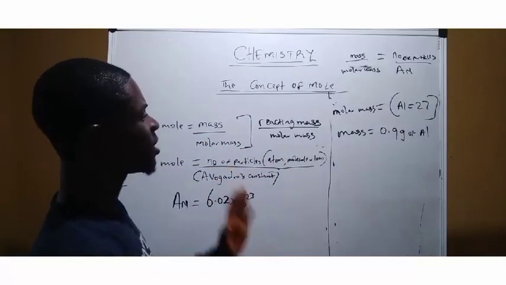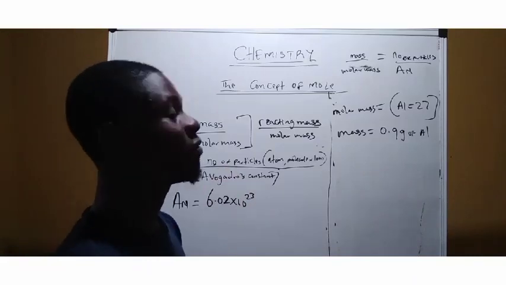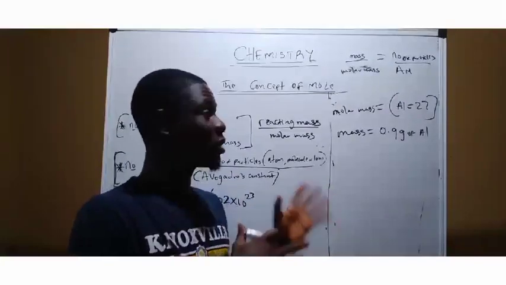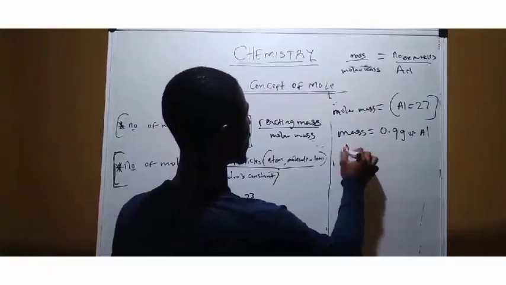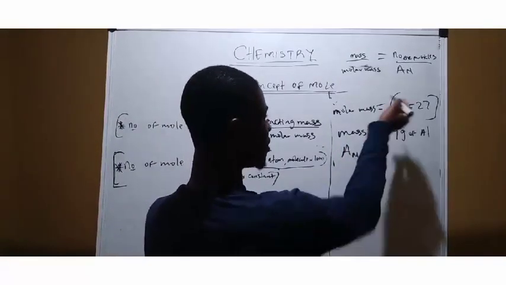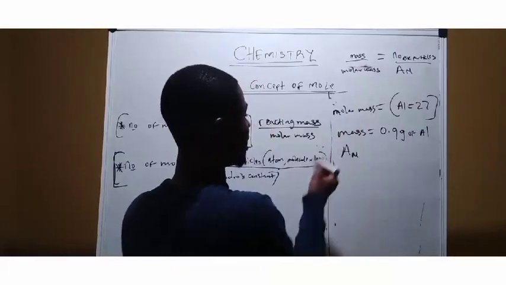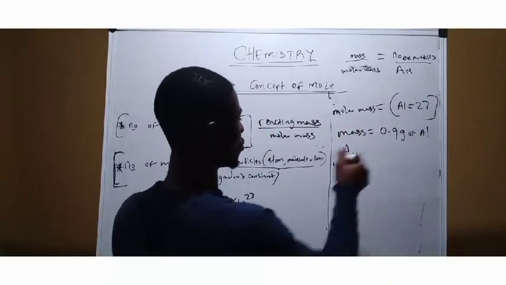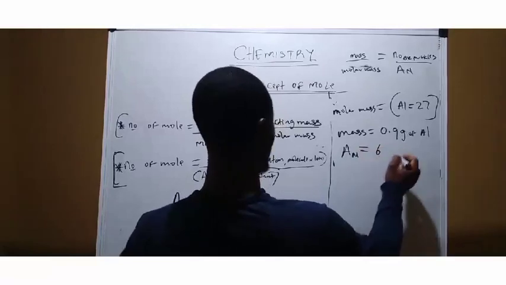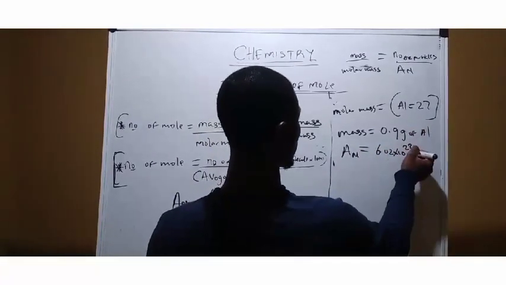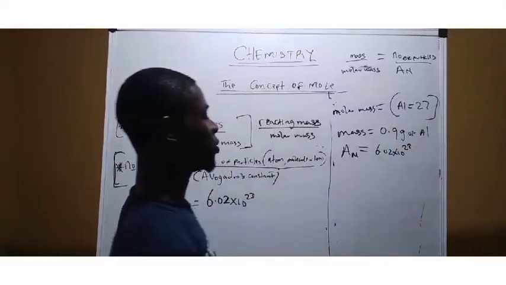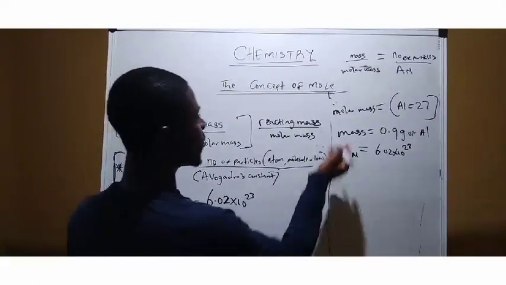Since we have the mass and the molar mass, and we are asked to find the number of atoms of aluminum present, and since they're measuring number of atoms, we know this is going to involve Avogadro's constant. So don't forget that Avogadro's constant is equal to 6.02 times 10 to the 23rd particles.